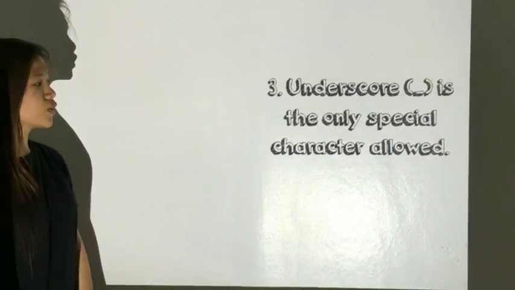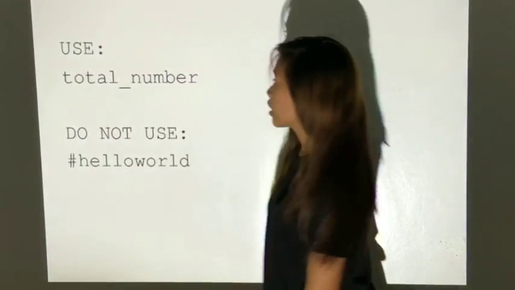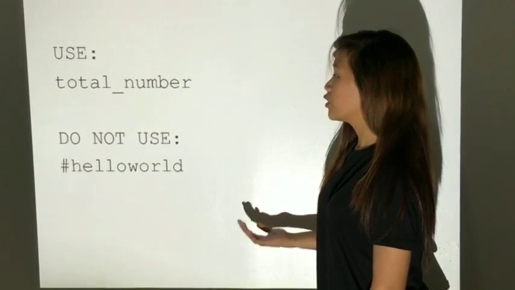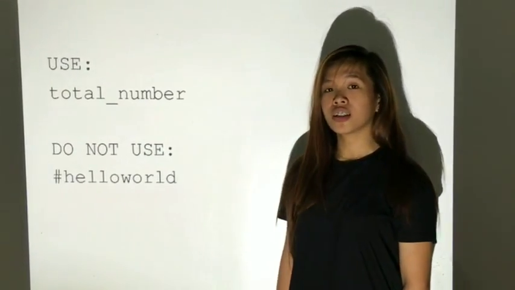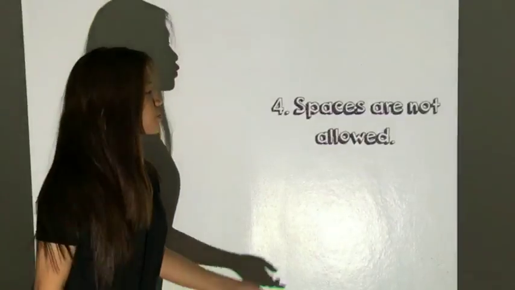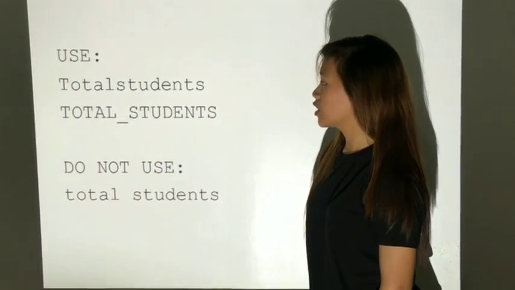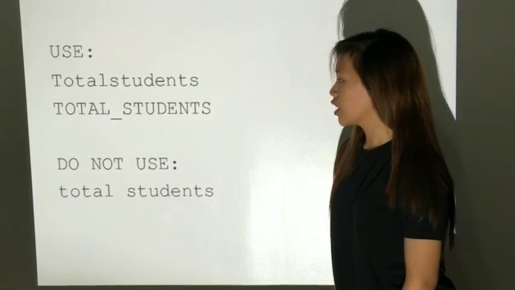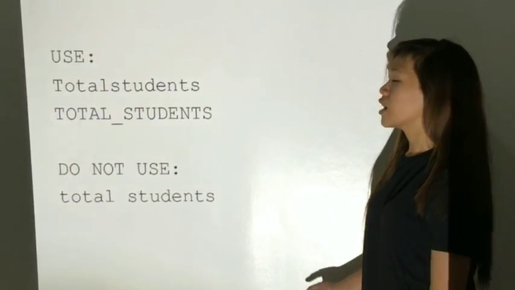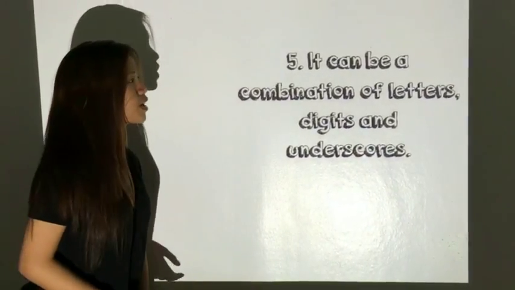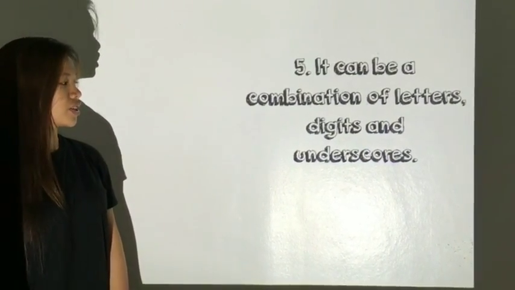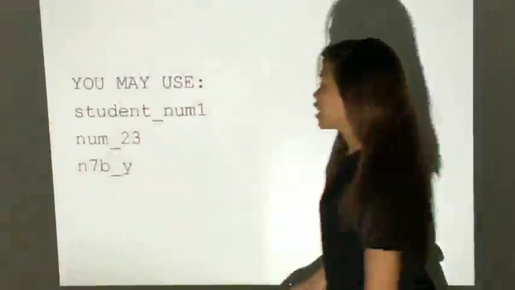Third, underscore is the only special character allowed. Use total_number and do not use #helloworld because the number sign is a special character but not allowed. Fourth, spaces are not allowed. Use totalstudents or total_students. Do not use total students with a space. Like what I said earlier, spaces are not allowed. Fifth, it can be a combination of letters, digits, and underscores. You may use these three variables.